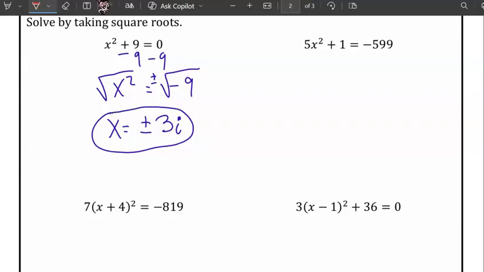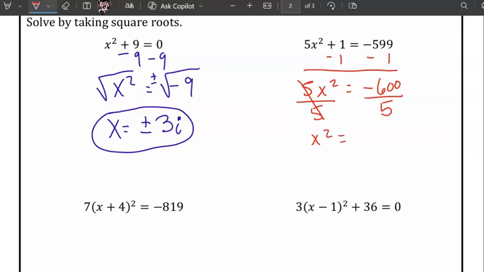On the next one, we have another step added to it. We have 5x squared plus 1 equals negative 599. Subtract 1 from each side. 5x squared equals negative 600. Divide each side by 5. x squared equals negative 120. Take the square root of each side.